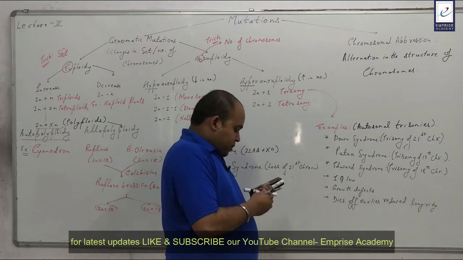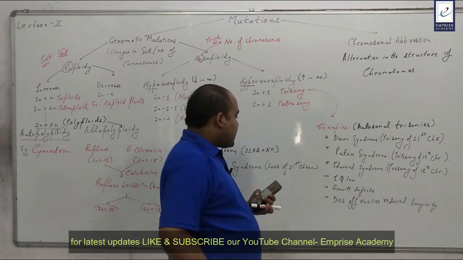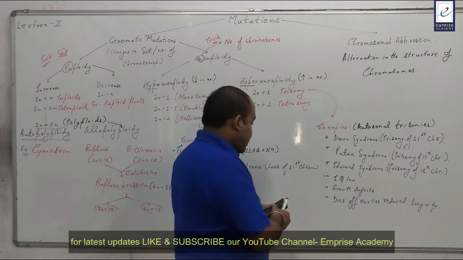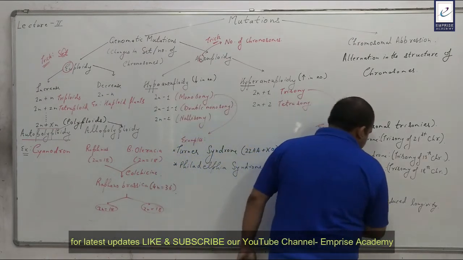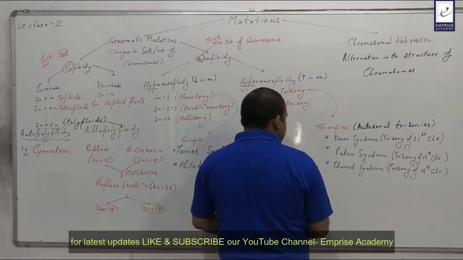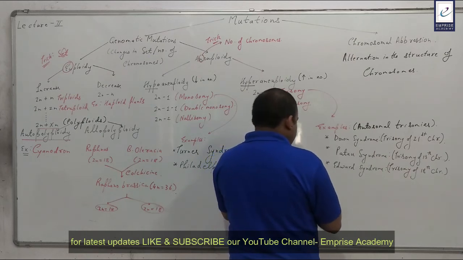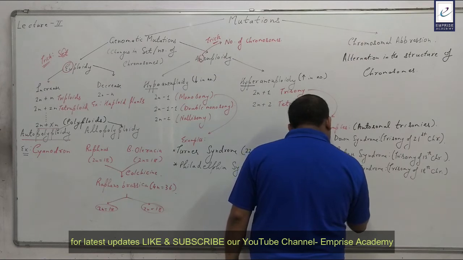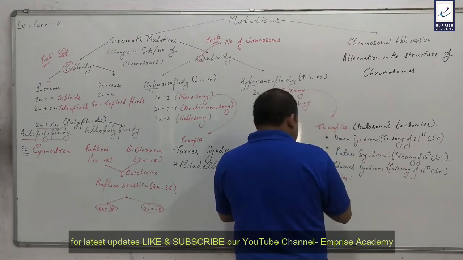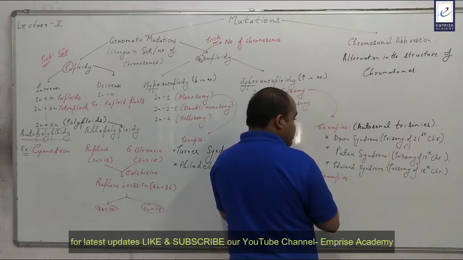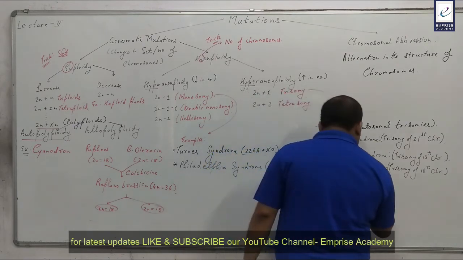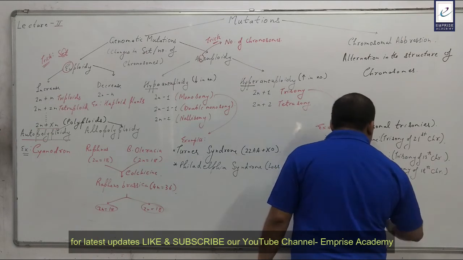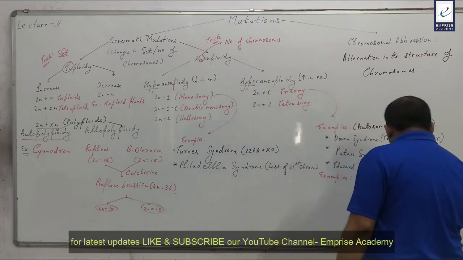There are others, and what is that? That is referred to as the sex chromosome trisomy. There are two other examples of this trisomy. And these examples are not of autosomes, they are of sex chromosome. Sex chromosomal trisomies.